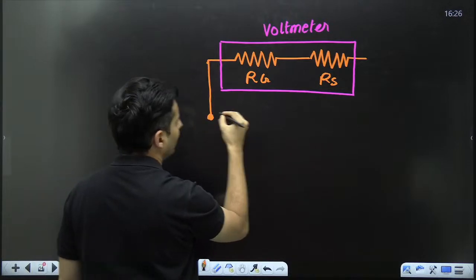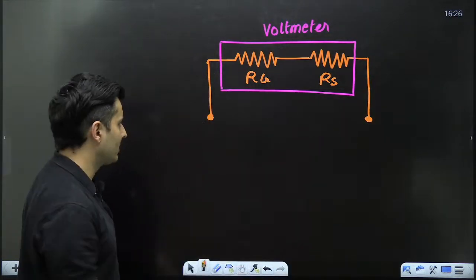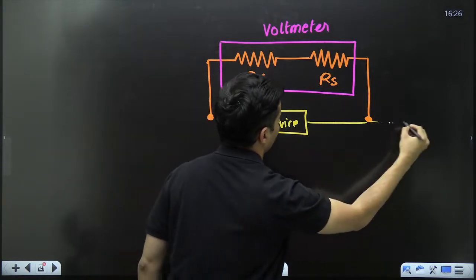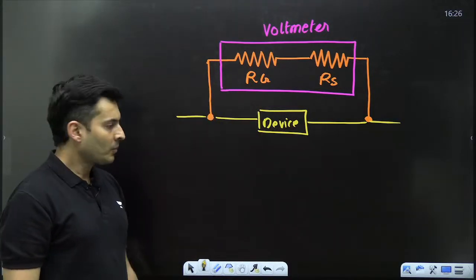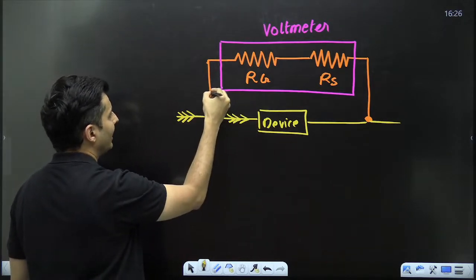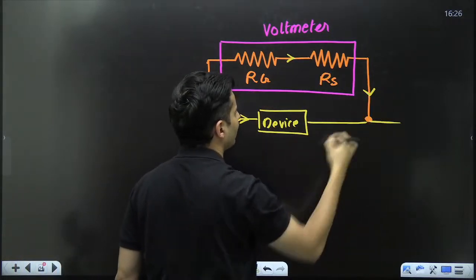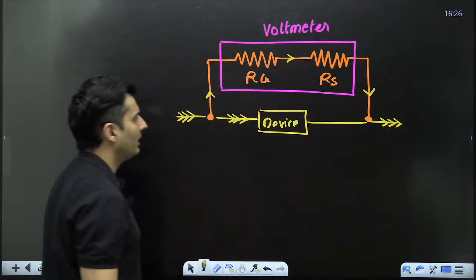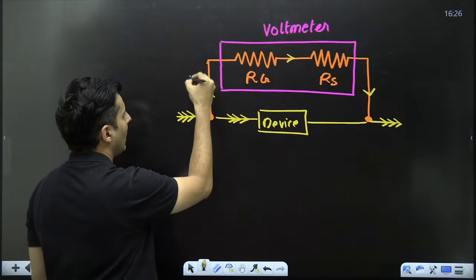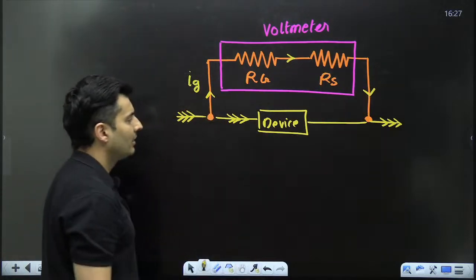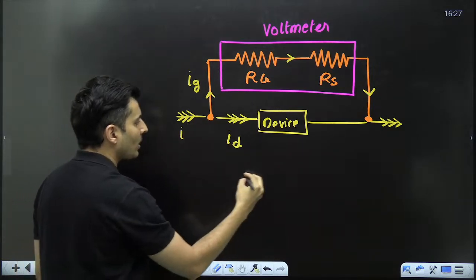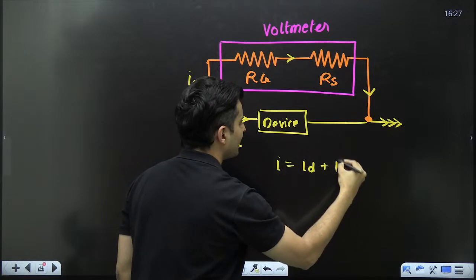This point is connected at one point, and this point is connected at another point across the device. So the device will come over here. This is your device. Perfect. This is how it is. You would want that whatever current comes in over here, most of the current continues to go over here. Very little current will go over here. And the current collects back like this, right? Let's call the current going through the galvanometer side Ig. This is Id, the current going through the device. This is the actual current entering. So technically speaking, I is Id plus Ig.